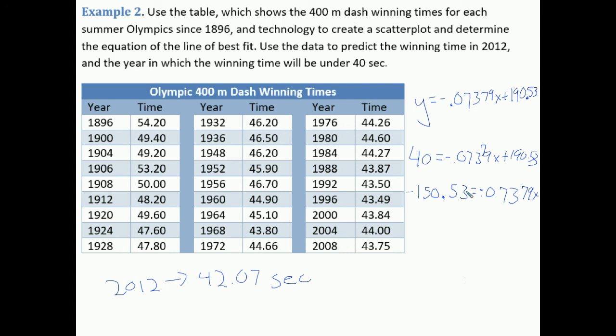And we get 2039.978, so 2040. So 2040, maybe there will be someone who can run the 400 meter in 40 seconds flat. And so that's how you can use linear regression or trend lines to help you predict data.